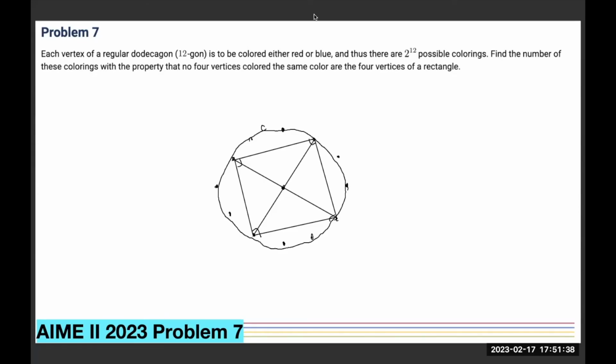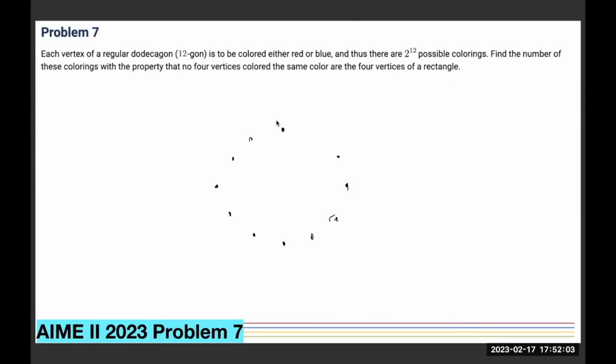But how does this help us? Well, let's think about rephrasing the problem around these diagonals. Instead of checking for rectangles within a dodecagon that have all vertices the same color, what if we just checked the diagonals? So here's a setup. Let's just pick an arbitrary setup of points. I'm going to put a random rectangle in it somewhere, and we're just going to try to come up with an efficient way to find that rectangle.